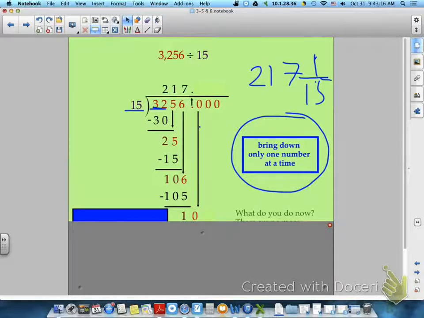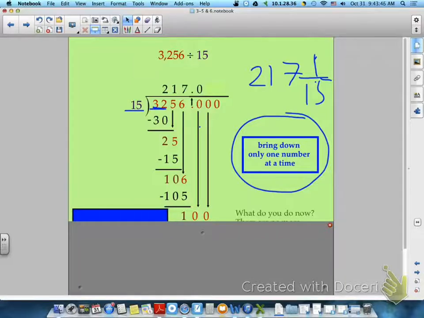Now the question is, how many groups of 15 do you have in 10? Yeah, you don't have enough to form a group. Okay, so I can bring down the next 0, but remember, how many groups do we have? 0 groups, so I'm going to put a 0 up there. And now I can bring down the next 0. Now I have 100.